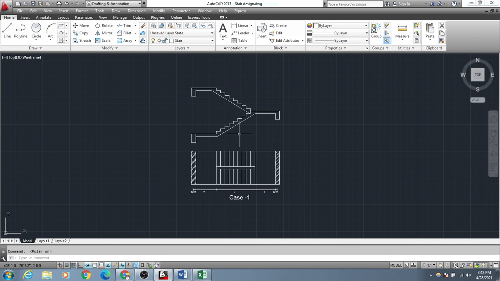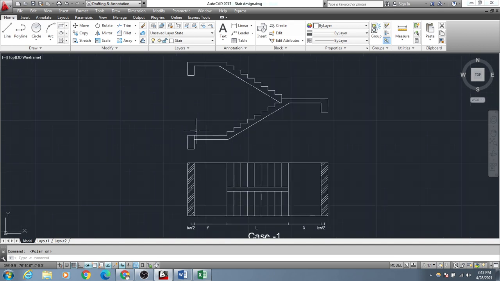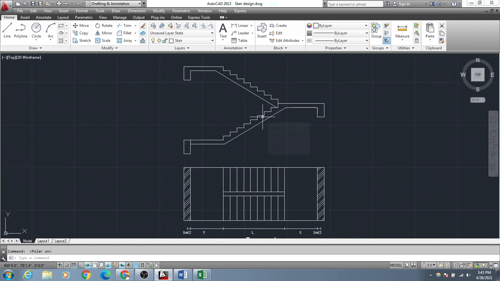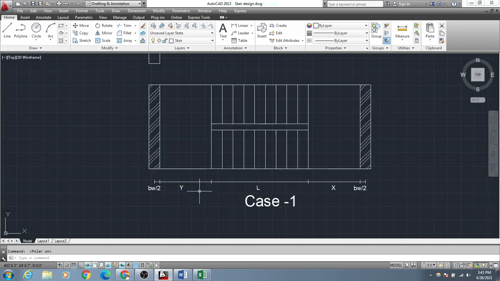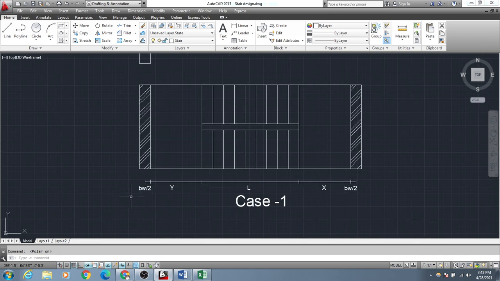We know that when we try to design a dogleg stair, we have to design our dogleg stair by considering different types of cases, by considering some support cases. So if you consider that in our dogleg stair case, if both of our supports are inside, then we have to consider our effective length like that.